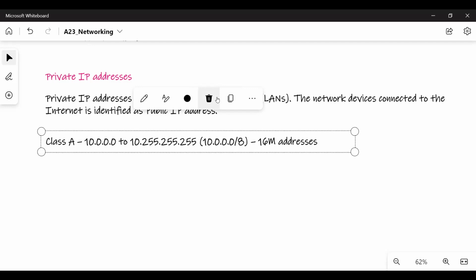If I go for the CIDR method, we can say 10.0.0.0/8 because we have 8 bits allocated for the network. So the number of IP addresses that you can have in a class A is huge. You can see that about 16 million addresses are possible.